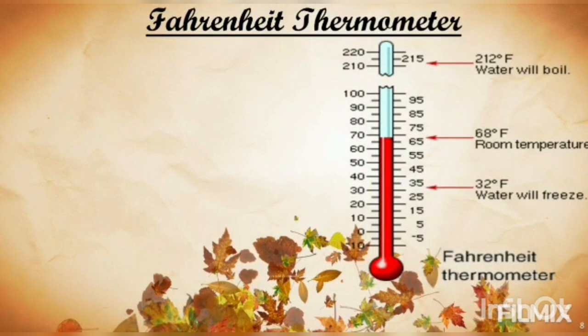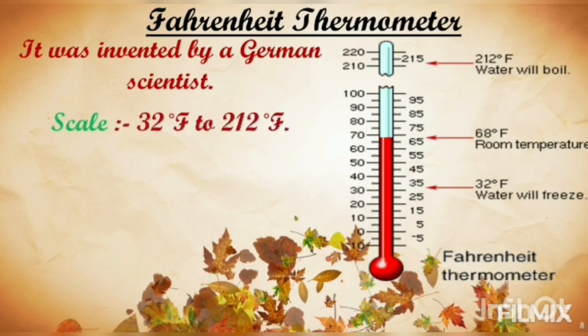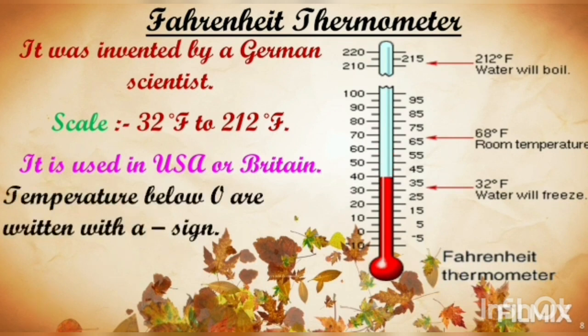Similarly, another type of thermometer is the Fahrenheit thermometer. The Fahrenheit thermometer was invented by a German scientist. The scale runs from 32 degrees Fahrenheit to 212 degrees Fahrenheit. It is mainly used in the USA or Britain. Please note that in both thermometers, that is the Celsius thermometer and the Fahrenheit thermometer, temperatures below zero are written with a negative or minus sign.